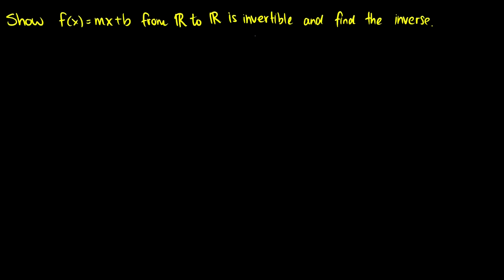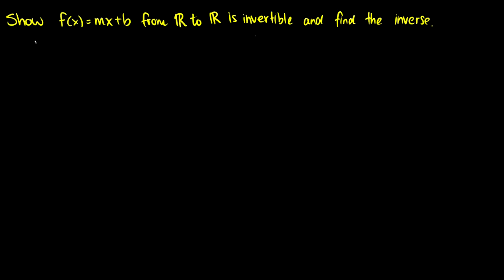In this video, we're going to tackle some more questions with inverses. So for the first one, we want to show that f of x is equal to mx plus b from r to r is invertible, and we want to find the inverse. So how do we show it's invertible? Well, we need to show that it is a bijective function.